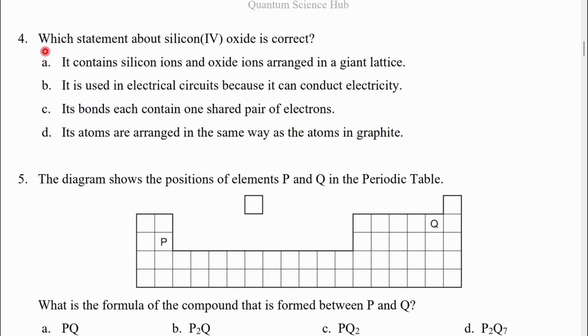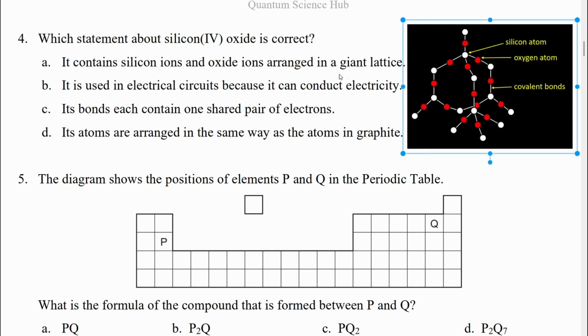Question 4. Which statement about silicon(IV) oxide is correct? So let's see the structure of silicon(IV) oxide in here. Now let's check the options given. It contains silicon ions and oxide ions arranged in a giant lattice. So it is not ions, okay, but it is silicon atoms, right, and oxygen atoms. So this should be atoms, right? The same thing with this, it should be atoms.